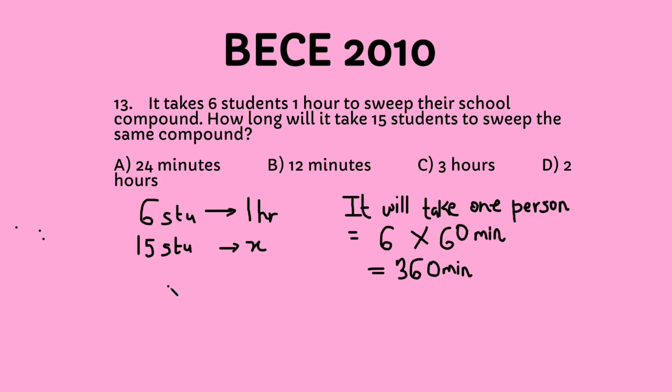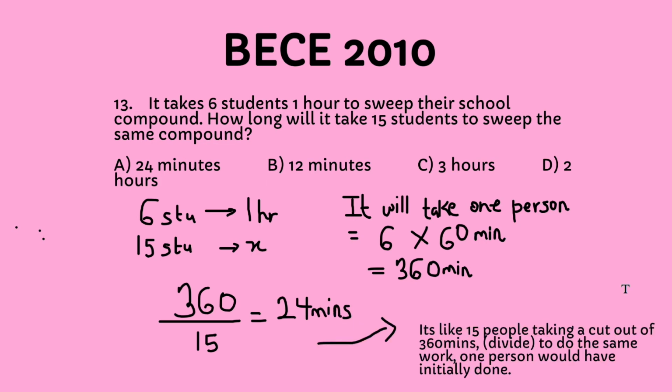Now that we know that it will take one person 360 minutes to do the same job that 6 students would have done in 60 minutes, what we're going to do now is use this to find out how long 15 students would work on the same compound. And we'll get our answer by dividing 360 minutes by 15. Yes, because now 15 students will be sharing the 360 minutes that one person is doing on their own. When 15 come on board, so let's say 14 come and join that one person, making them 15, they're each going to take a cut out of that 360 minutes because each of them is doing something at one point in time.